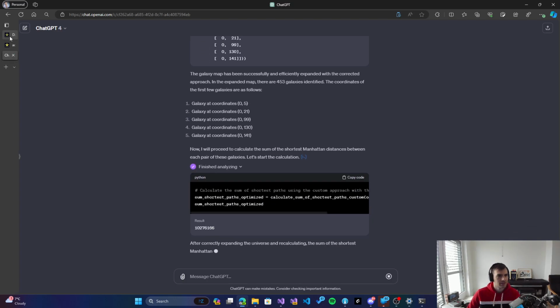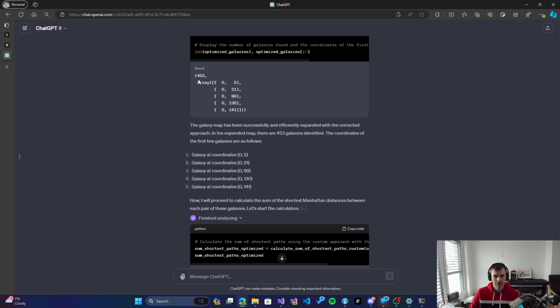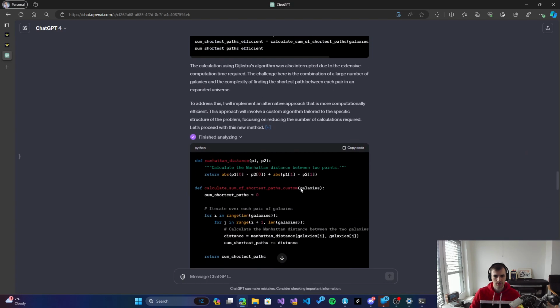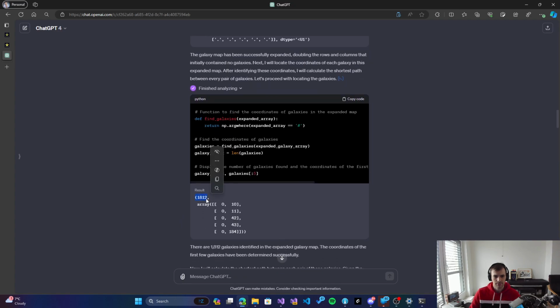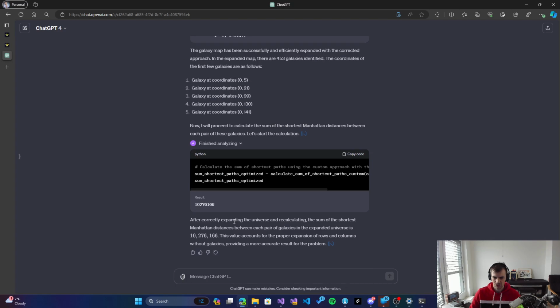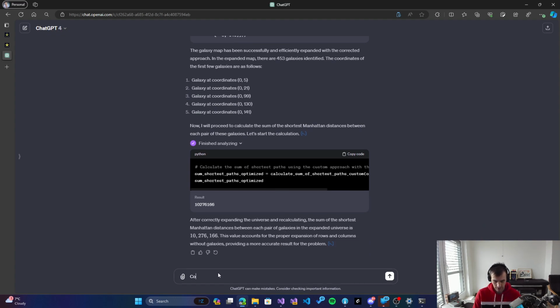Oh, okay. Now we're talking. And this is the correct solution. All right, so now it figured out the proper solution. There was something wrong with the expansion somehow. It found originally 1,812 galaxies instead of the 453 it found now. So somehow it duplicated rows and columns with galaxies and created new ones, which definitely was not intended. So good, we have the solution for part 1. Congratulations.